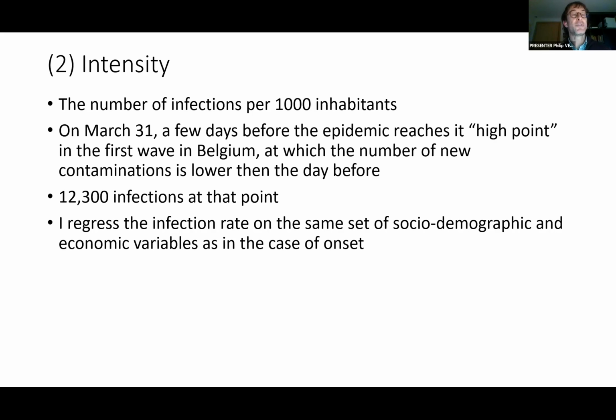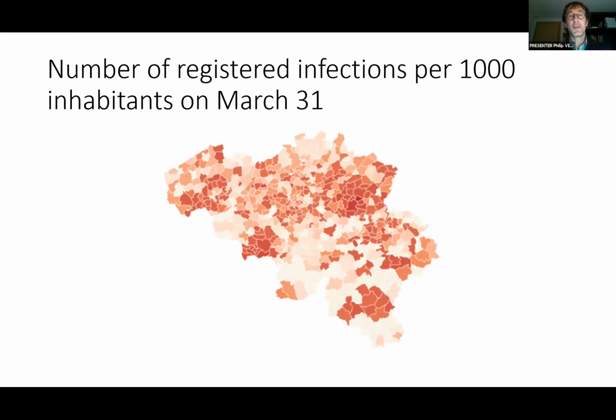What I do is regress the infection rate on the same set of socio-demographic and economic variables as in the onset regression. Here you see it on the map. This is really an indication of the spread of the virus in the first wave in Belgium. There are clearly defined clusters. If I would show you the map in September, it's completely different. In September, the virus was everywhere.